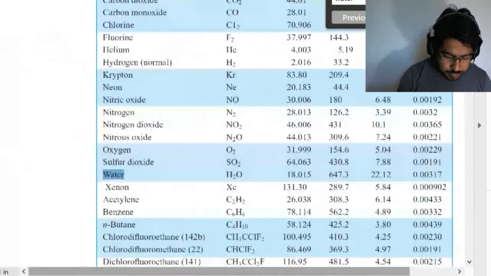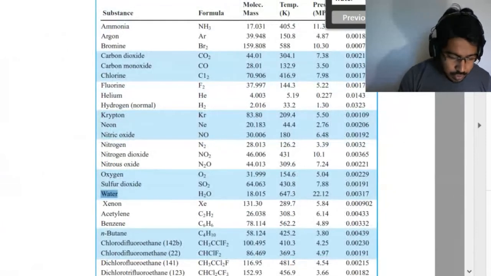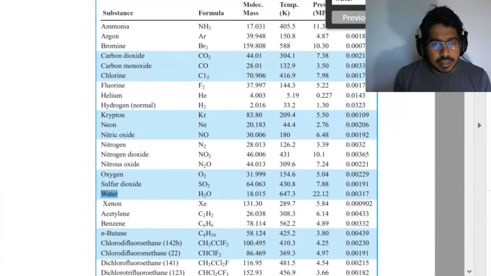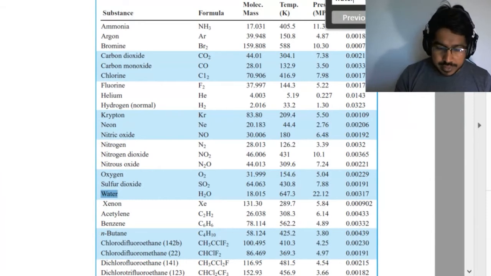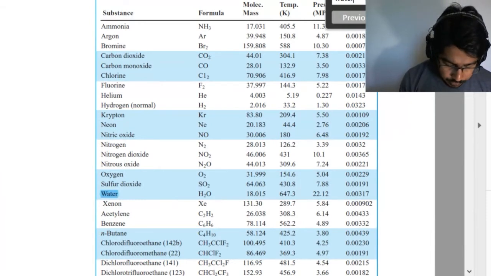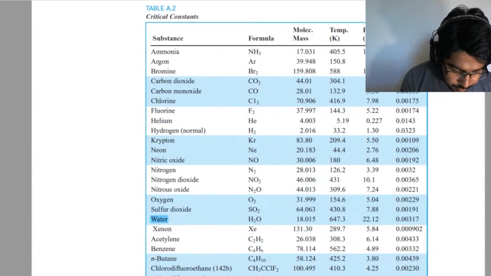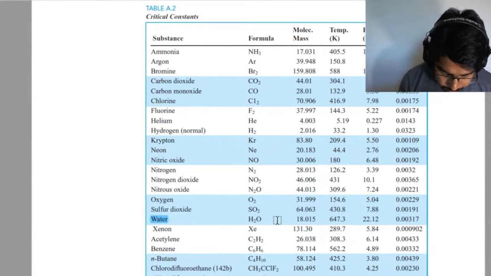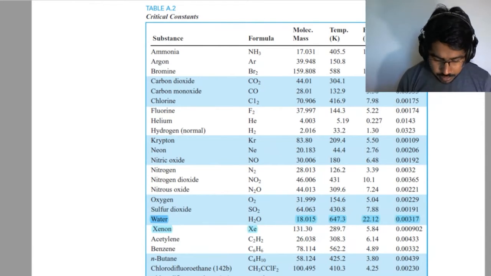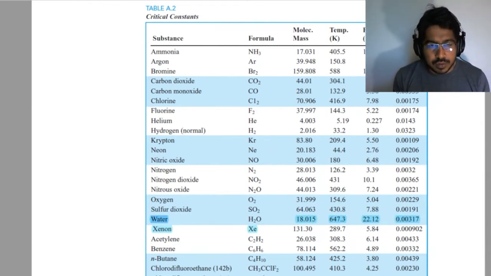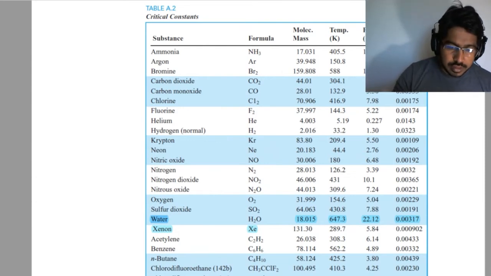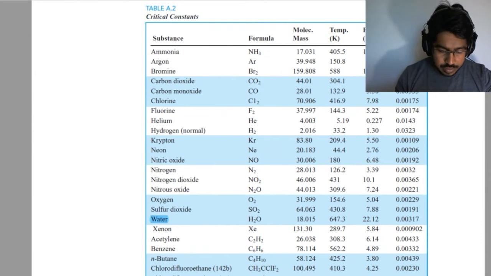Sorry, if I zoom out this a bit. So in the critical constant table, we have something which can save us. So if I go here, and then if I look here, we have the molecular mass, right? 18.015. So molecular mass, you know that if we don't know the gas constant, we can use this, right?